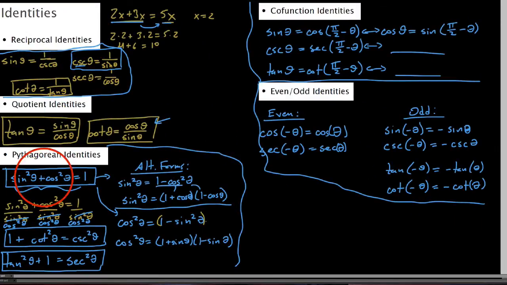Anytime you see a squared trig function, I want you to think in Pythagorean. So our primary Pythagorean identity is that the sine squared of an angle plus the cosine squared of an angle equals 1, as a matter of fact.